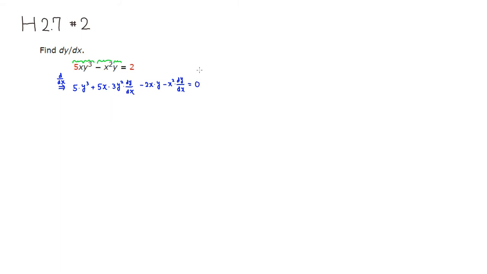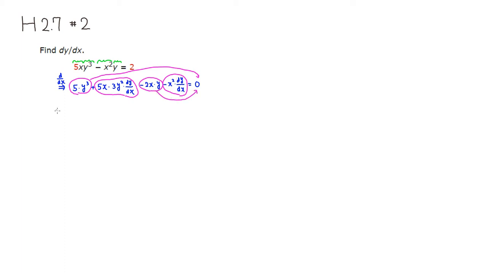So we have that. Then we're going to group the terms with dy over dx together. There's this term and this term that have the dy over dx, and we take the rest of the terms and shove them to the other side.